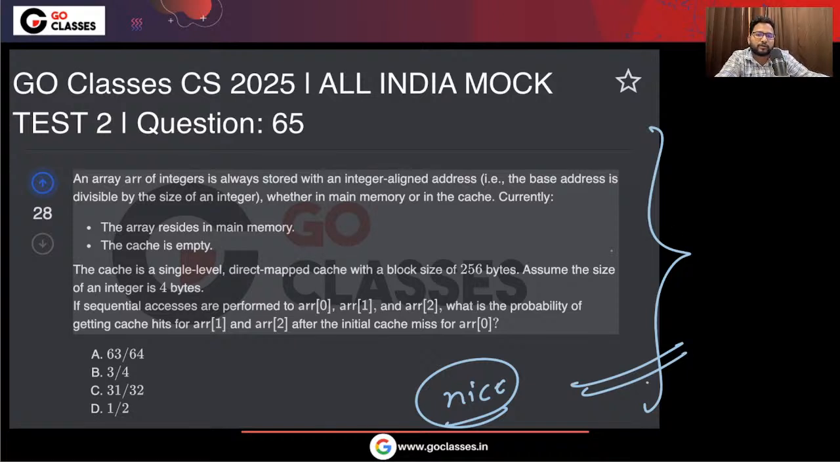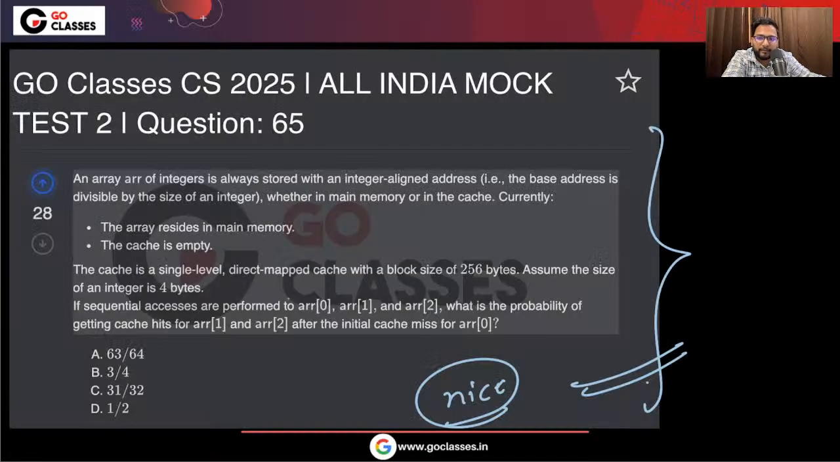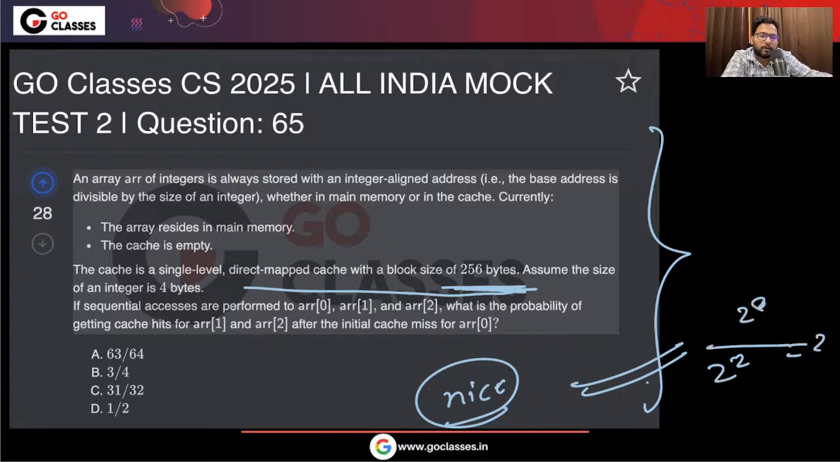So let's just see this question. What is this question saying? This is saying that you have a cache memory, right? You can store, as you can see, this is a direct map cache, single level, 256 bytes, which is 2 power 8, and integer size is 2 power 2. Basically it is 2 power 6 elements, right? You can store 2 power 6 integers.